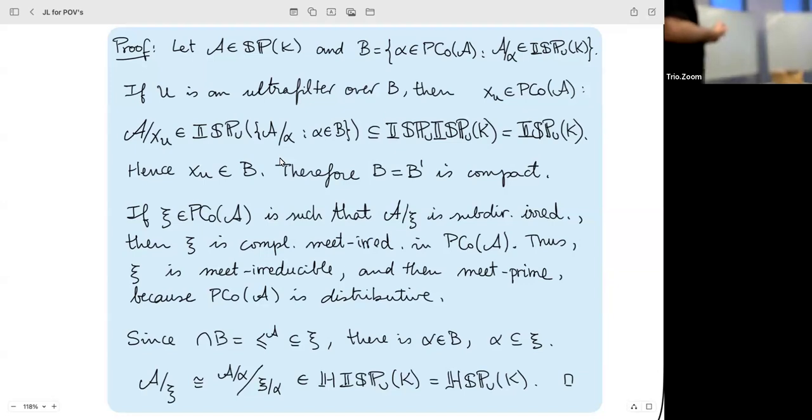Finding Mal'cev terms in this theory of partially ordered algebras turns out to be very, very difficult. I couldn't prove that those terms should exist.